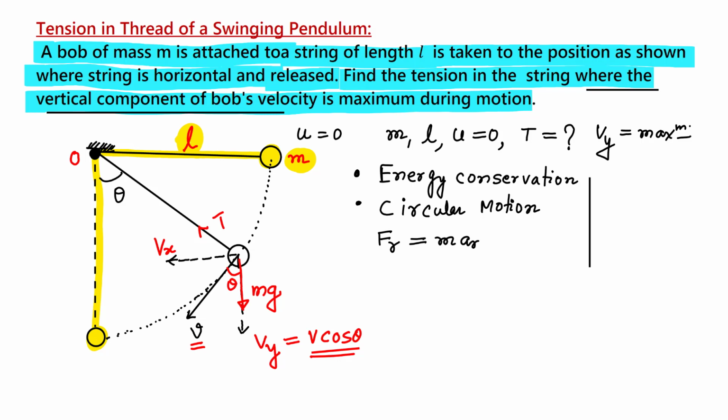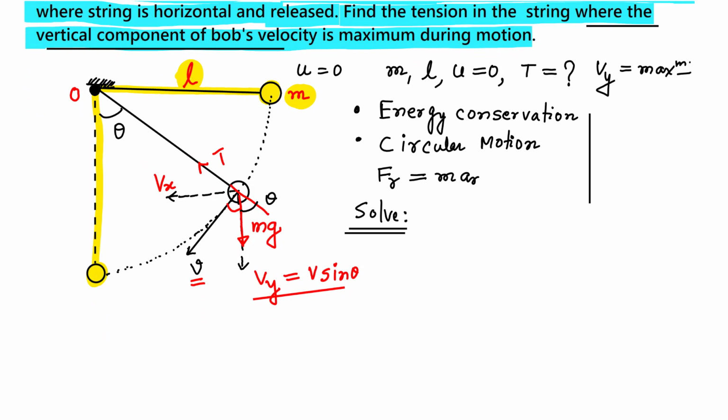Okay, so let us solve this problem. One correction here. The angle that I said is theta is basically not theta. This part is theta, so this angle is theta. So Vy will be V sin theta. Let us try to solve.